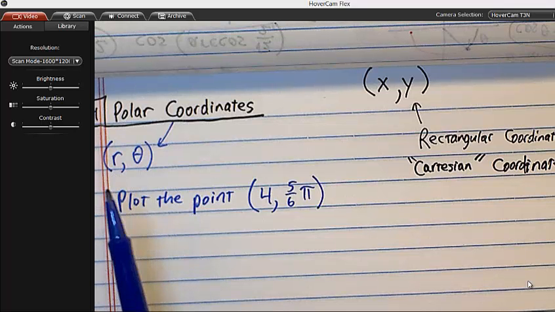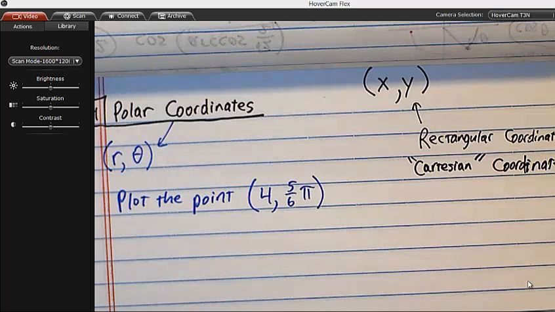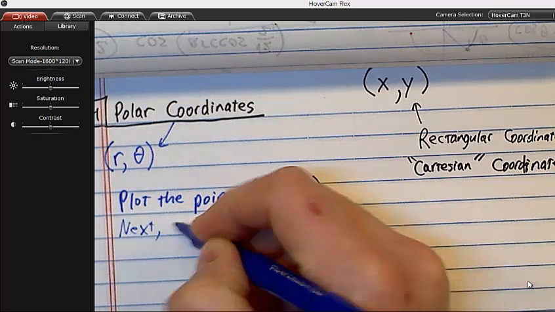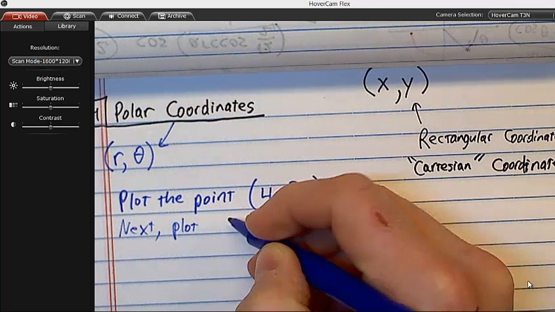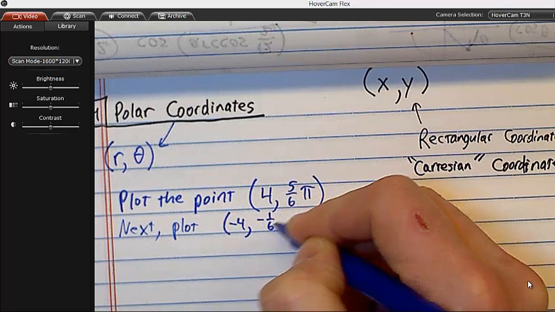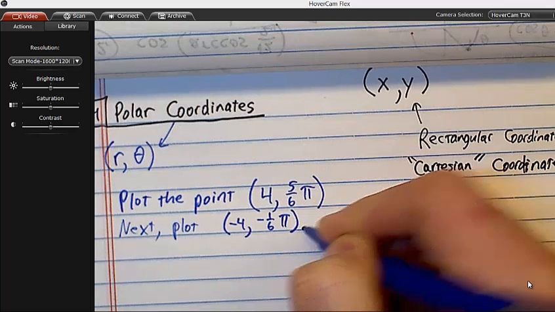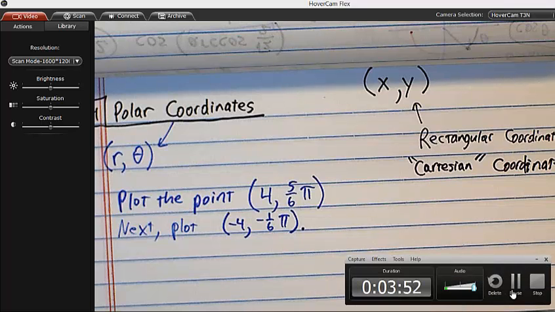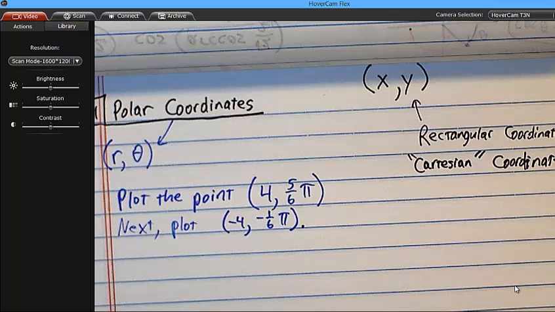And I guess, since you're in a group, I thought maybe I could turn you loose and see what you do with that. Okay? And if you finish that one, if you're able to plot that, then I'm going to have you plot one more point. So next, we're going to plot the following point. Let's plot -4 and -1/6 pi. All right, so there's 2 exercises. I'm going to pause, let you try it, and then I'll show you what to do. Time out! That's all you get.